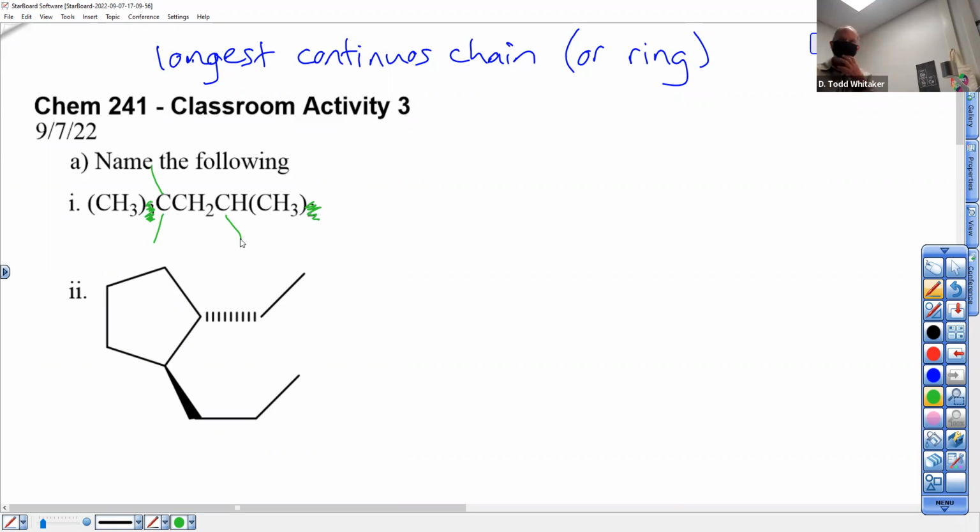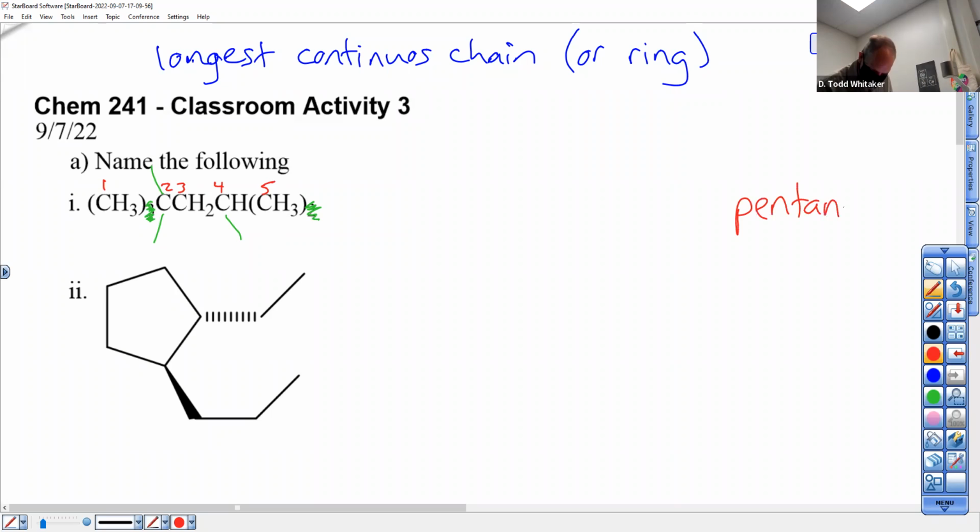And then number the longest continuous chain. And I'll do it two ways always. There's always two ways. In this case, left to right and right to left. That's the end of the chain. Without lifting my pen off the page, I got to 2, then 3, then 4, then 5. That's the longest chain. And what's the word that describes the 5-carbon hydrocarbon? Pentane.